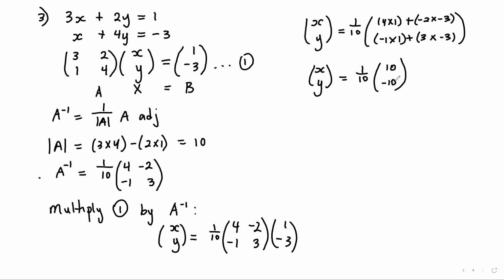And now finally, I can multiply 1/10 by each element in the matrix. So it would be 1/10 by 10 is 1, and 1/10 by -10 is -1. So your solution is x is equal to 1, y is equal to -1.